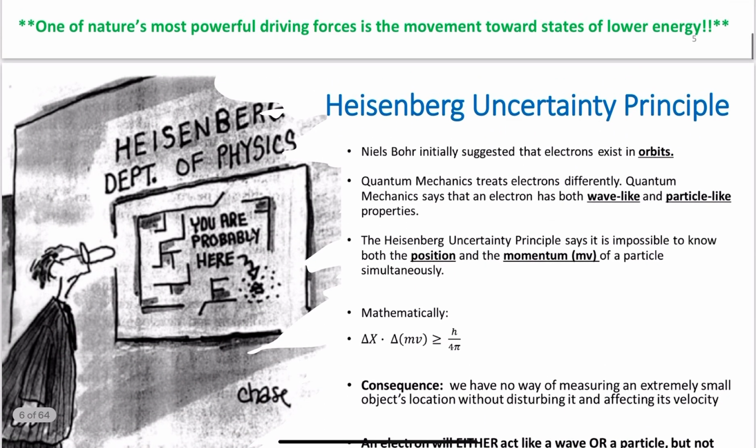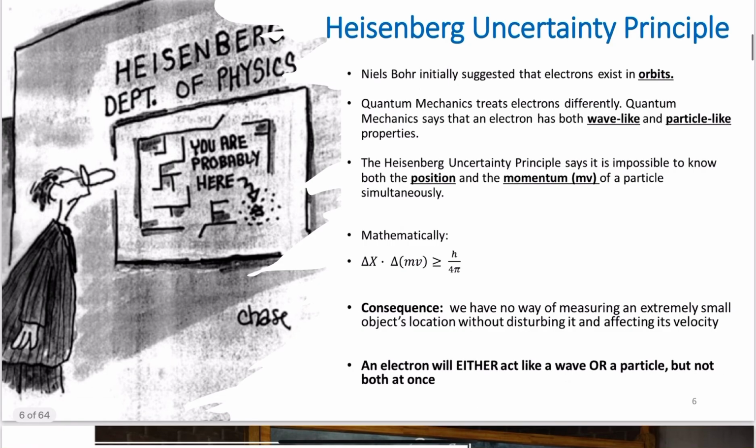Again, one of nature's most powerful driving forces is the movement towards states of lower energy. I know I've said that in class before, I'll say it again. The two driving forces in chemistry are lowering the energy of the system and creating disorder. So we've got the Heisenberg uncertainty principle.